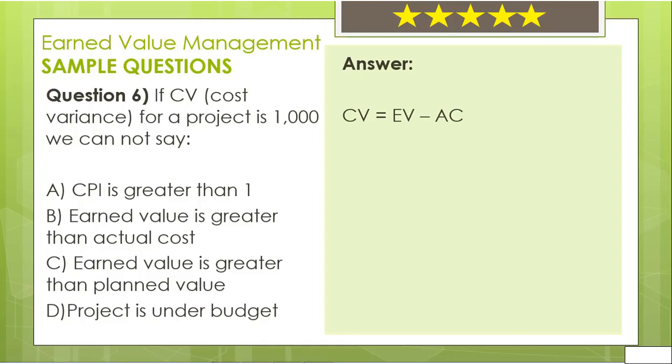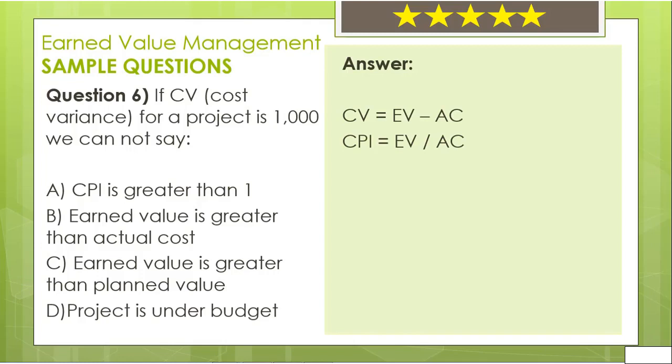Let's remember the formula for CPI, the Cost Performance Index. CPI equals earned value divided by actual cost. As you can see, both CV and CPI have the same two variables, the earned value and the actual cost. We already know that the earned value is greater than actual cost since CV is greater than 0. From the CPI formula, we see that if EV is greater than AC, CPI will be greater than 1. Therefore, A is not the correct answer either.